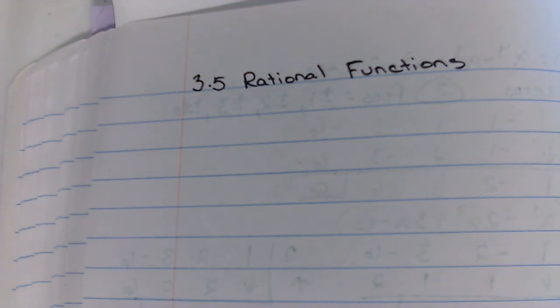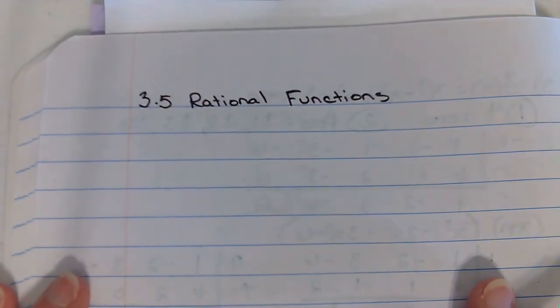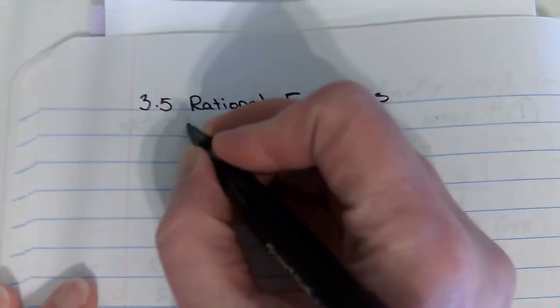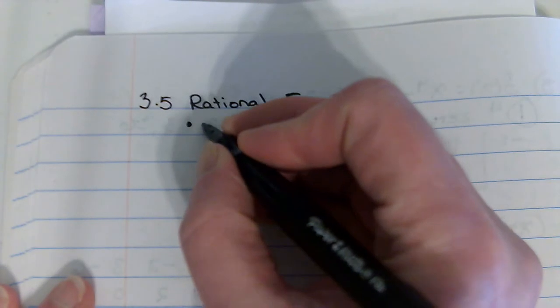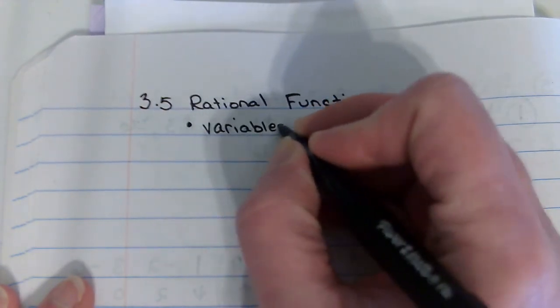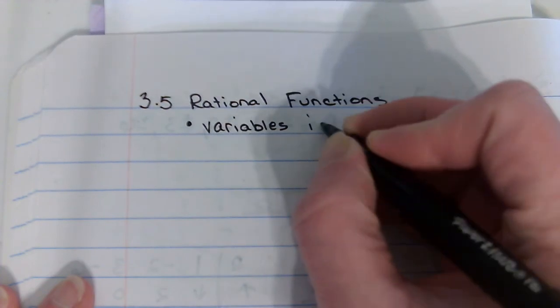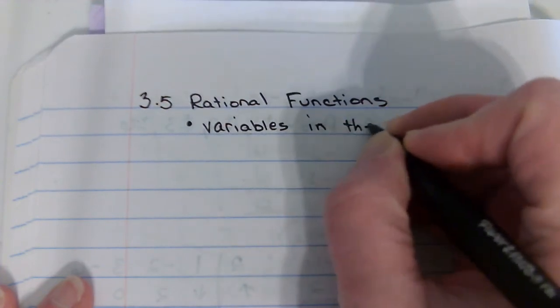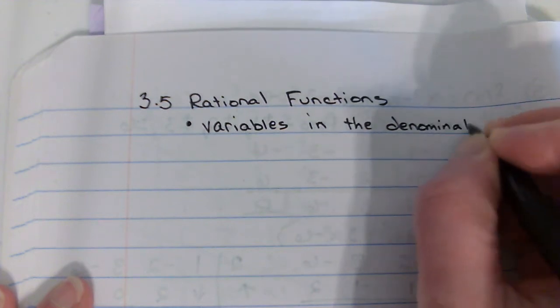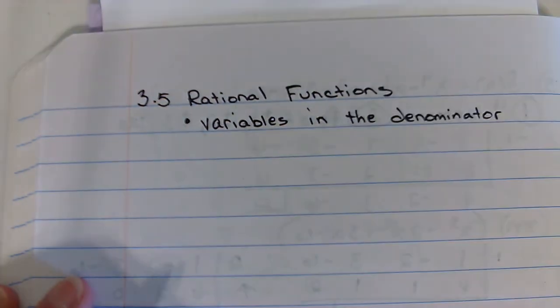Today we're going to be looking at rational functions. Just like, remember, rational numbers were numbers that can be represented as fractions. These are functions that have fractions. So the big key on it's a fraction is that the variable is in the denominator. That's what makes it a rational function.